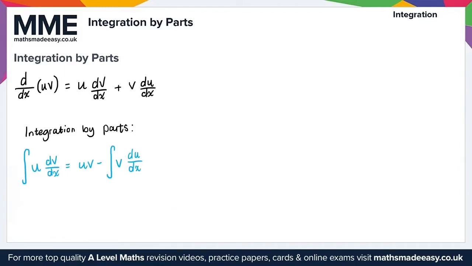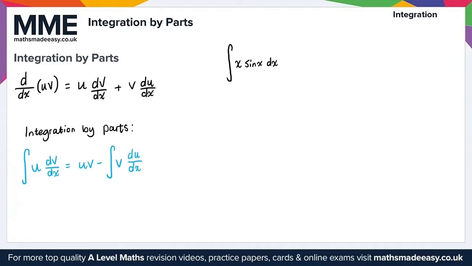Now when we're using integration by parts, we want to choose u to be something that will differentiate nice and easy, for example. So here we change back to our original pen colour. Let's say we want to find the integral of x sine x, so x sine x with respect to x. How would we do this?